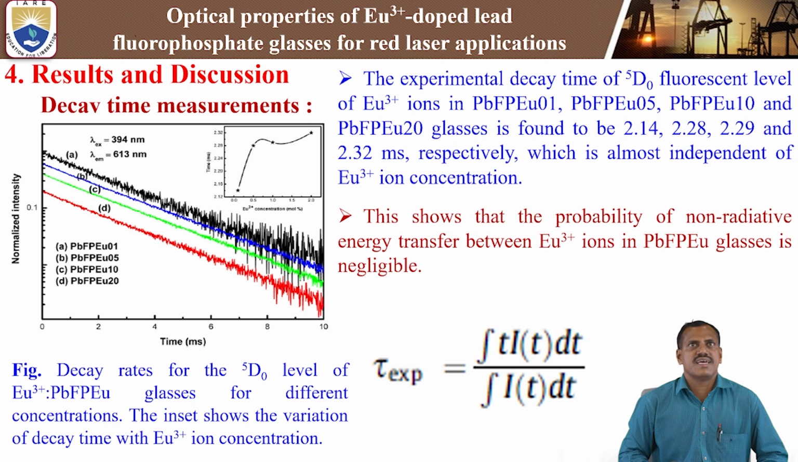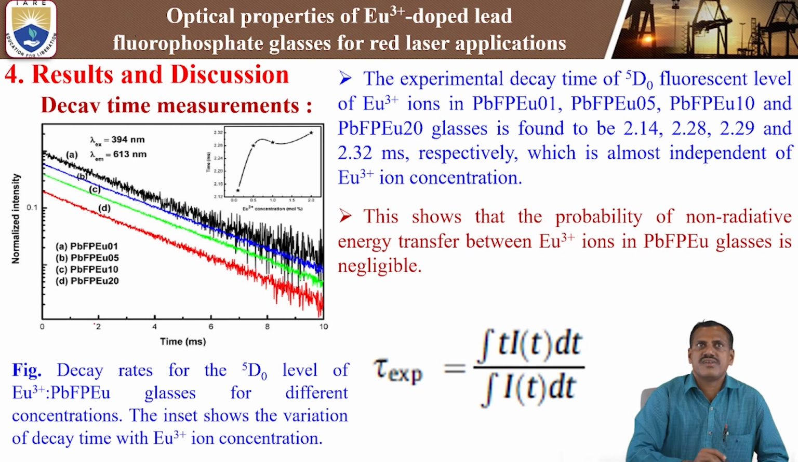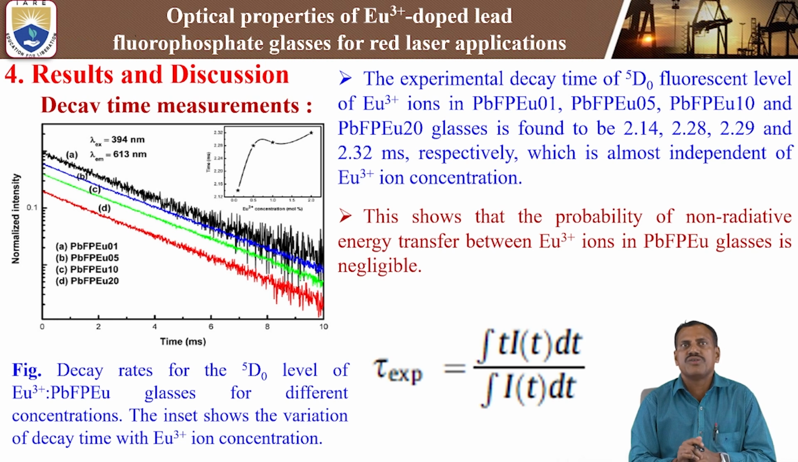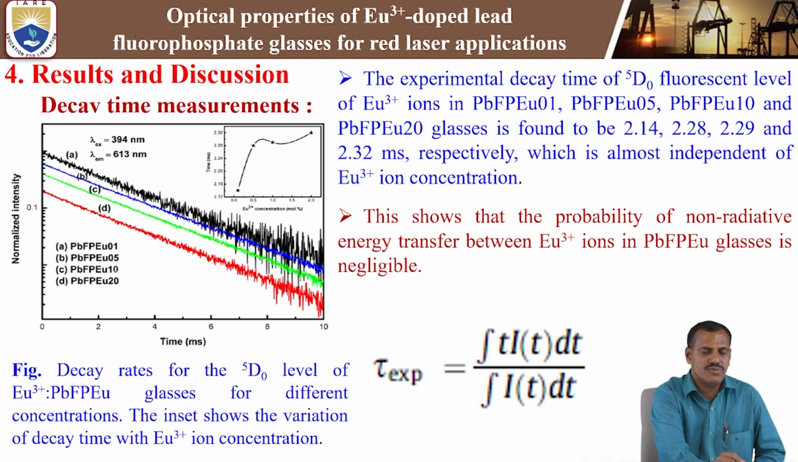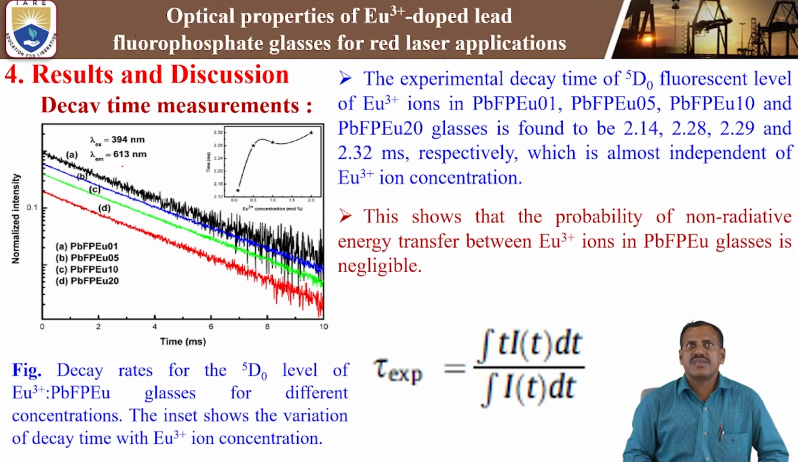Next, coming to the decay time or lifetime measurements of the europium 3 plus doped fluorophosphate glasses. See here the time versus normalized intensity. These are the different concentrations of the europium 3 plus doped glasses, from low concentration 0.1 to 2.0 mole percentages, exciting at 394 nanometer. We monitor the emission at 613 nanometer because the europium 3 plus doped glasses exhibit the emission at maximum intensity at 613 nanometer.